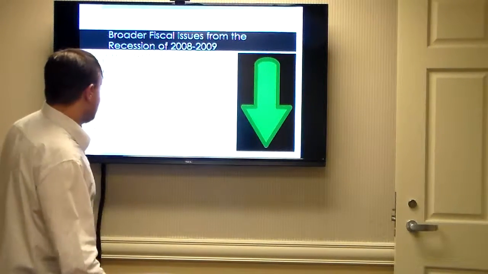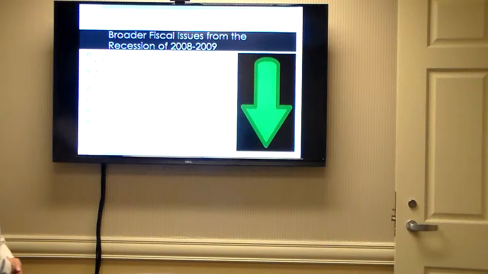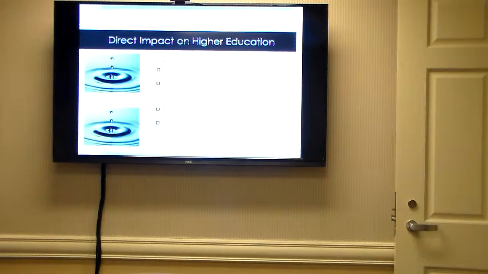Increased competition for faculty and staff, increased competition for students, concerns about the rising cost of higher ed, and rising costs for the purchases of goods and services. We already touched upon some of these, but we're going to expand on them a little bit.